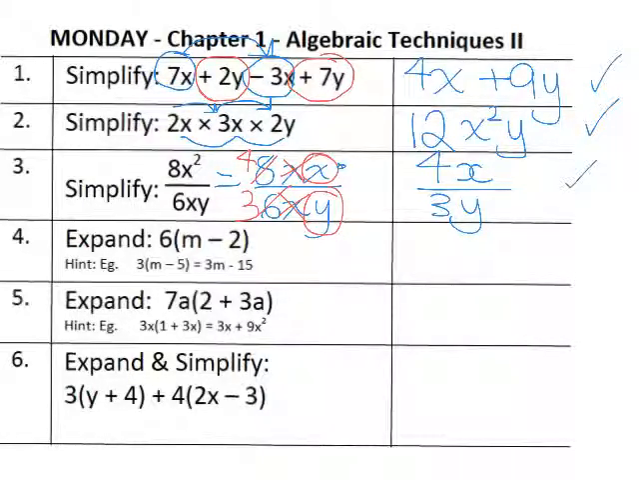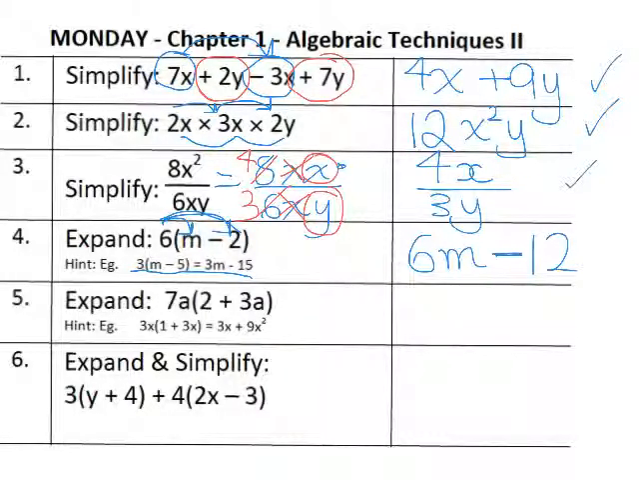Question 4. There's a hint below which will be pretty helpful, so you might want to pause and try that. Remember, the 6 out the front is going to multiply by both the terms in the brackets. We call it a distribution of the 6 by multiplying. So 6 times m is 6m. And then look at the 6 times 2, that's obviously 12, and there's a minus between them. So we write minus 12.